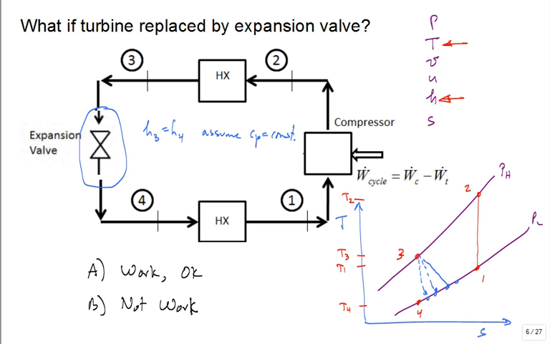So if we put an expansion valve in there, where is state 4? Horizontal. It's the same temperature as 3. Guess where 4 just went? Is that going to work? It's not going to work. It will not work. You cannot replace that turbine with an expansion valve in gas refrigeration.